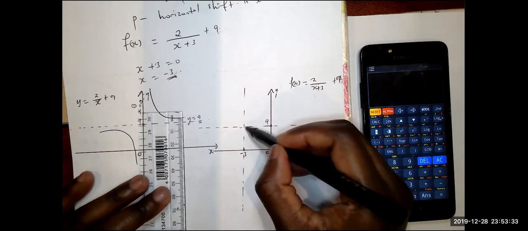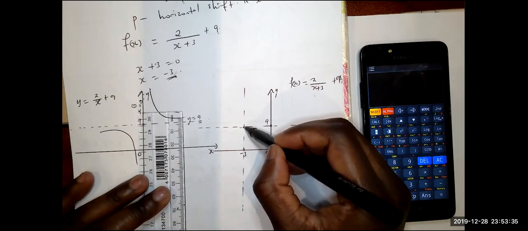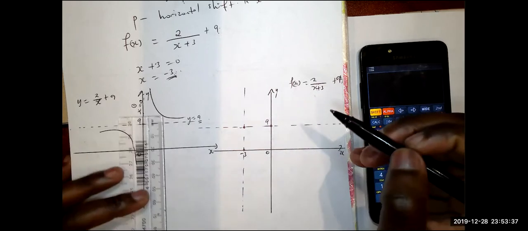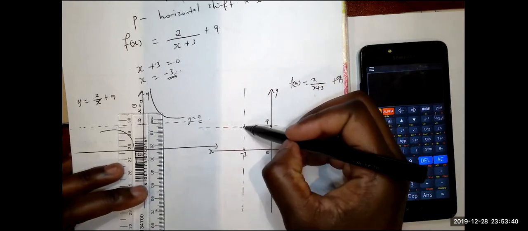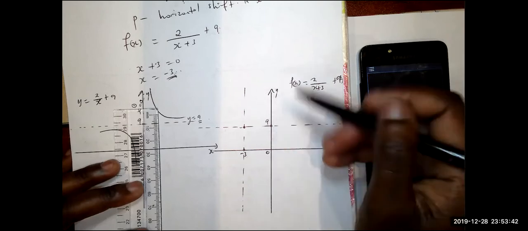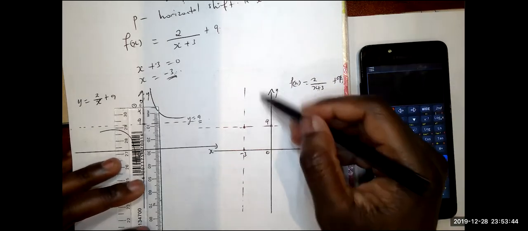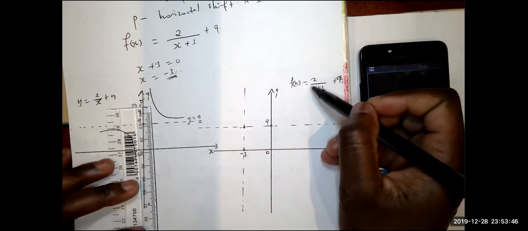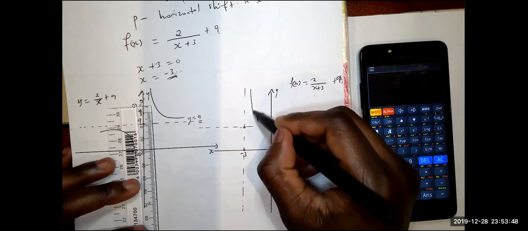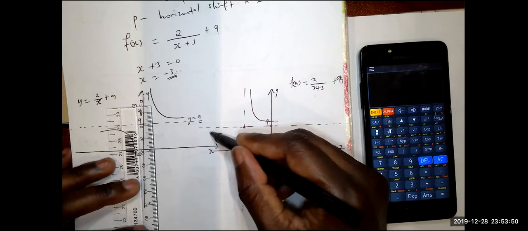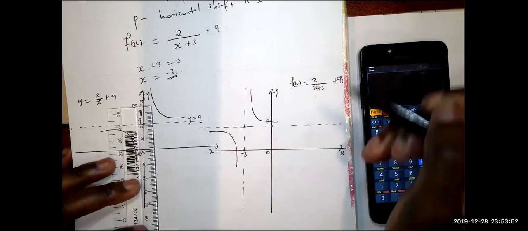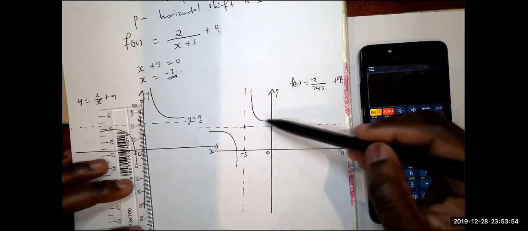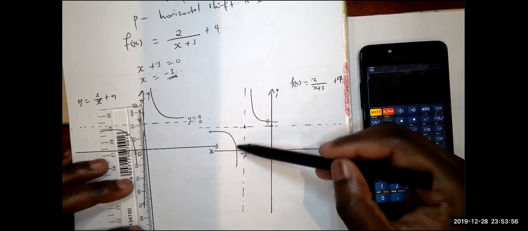So here, at this point here, is where these two graphs, these two asymptotes, meet, and from there it's positive. So you're going to draw your graph like this, and draw your graph like that. As you can see, now your graph can touch the y-axis, and now your graph can touch the x-axis.